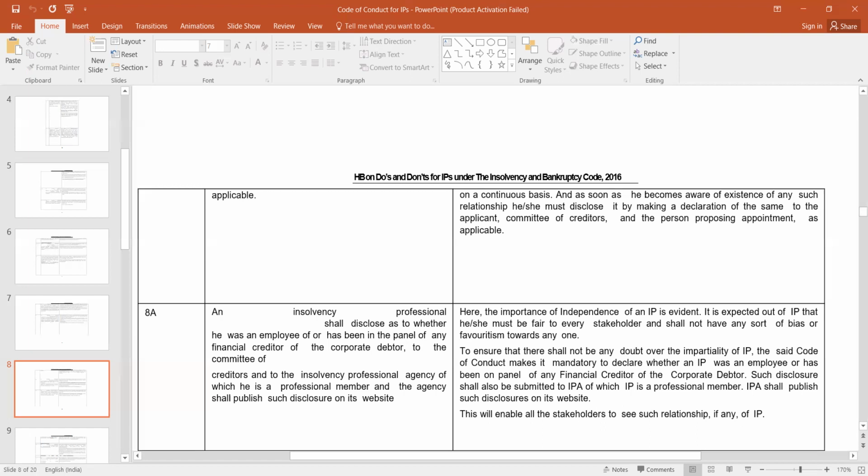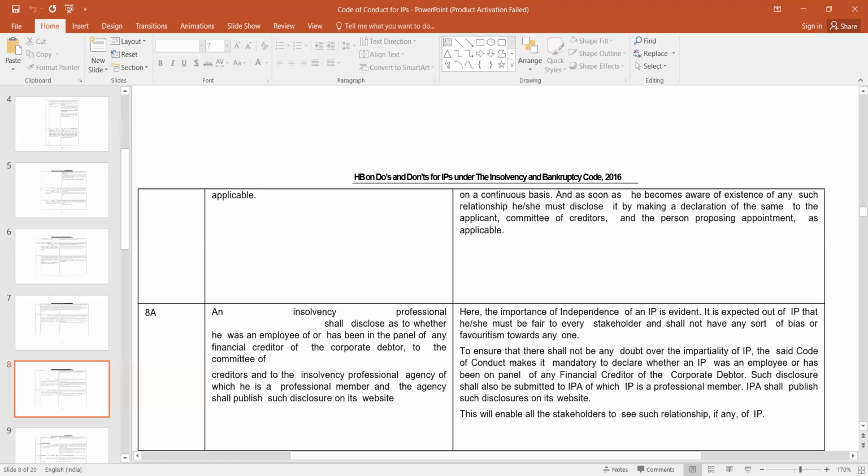An insolvency professional shall disclose as to whether he was an employee or has been in the panel of any financial creditor of the corporate debtor to the committee of creditors and to the insolvency professional agency of which he is a professional member, and the agency shall publish such disclosure on its website.